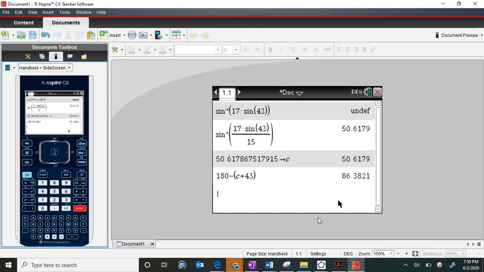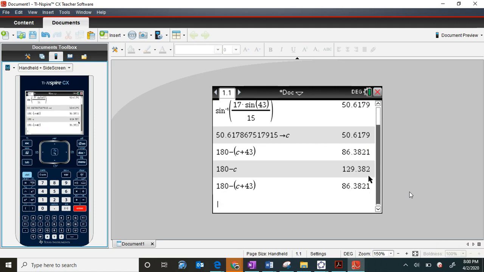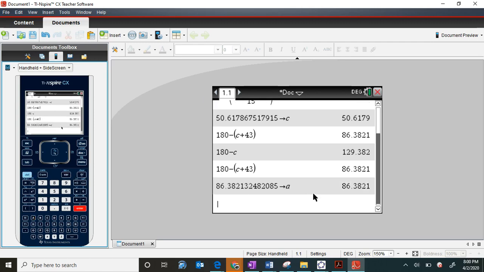So if we go back to here, I know that I am going to take 180 and subtract my C, and I end up with 129. And this is my third angle. Actually, I should have stored this angle over here. I'm going to take this and enter it, and I am going to store that for A, for my alpha. So I know that's my alpha.